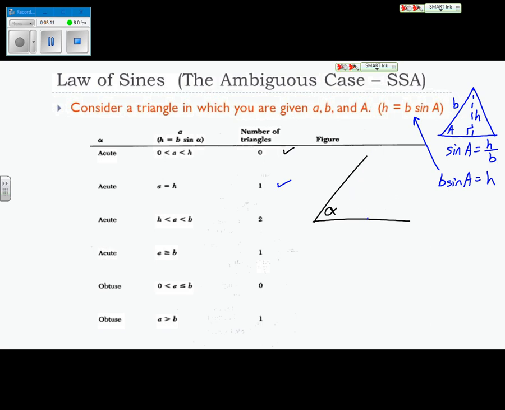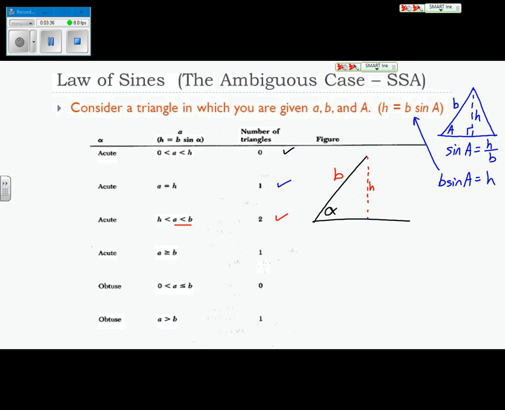Okay. Here's the ambiguous part. Okay, you have this height h right here, and what happens is that your a is a little bit less than b. Remember where b is. Excuse me. Phew. A is a little bit less than b, but it's longer than h.